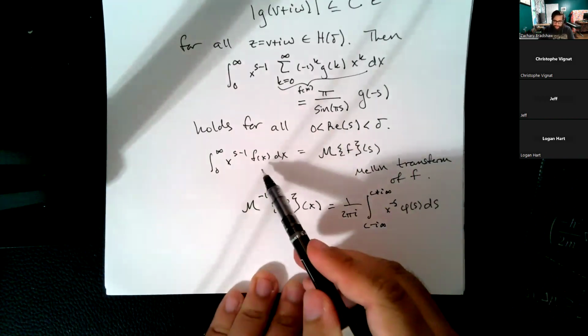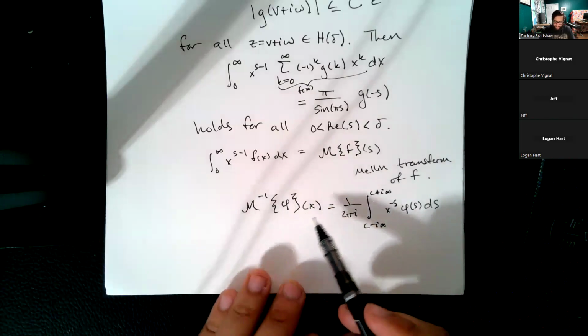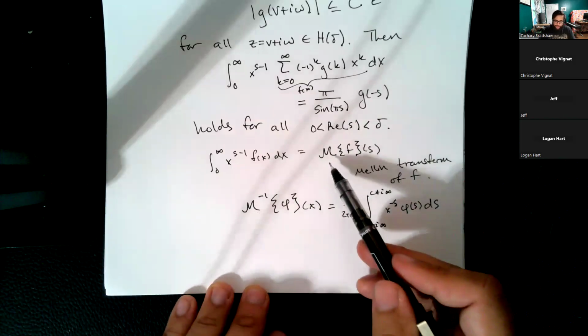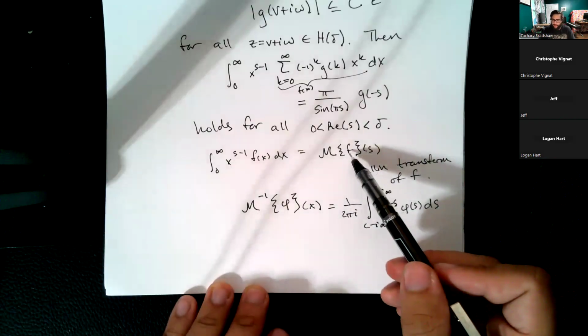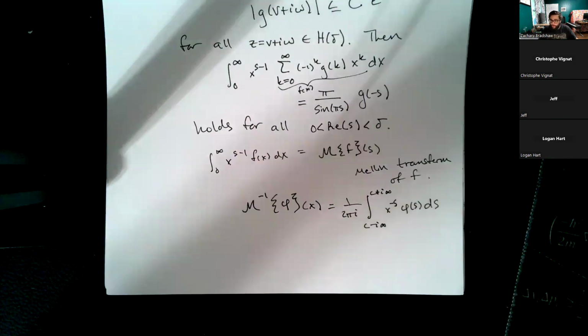So this guy is the Mellin transform. This guy is the inverse Mellin transform. So if I take the inverse Mellin transform of the Mellin transform, I should get back f. And there is a theorem that tells us that that does indeed happen under some conditions. Okay. So how do we prove Ramanujan's master theorem?